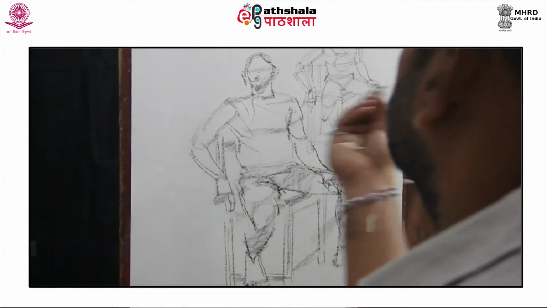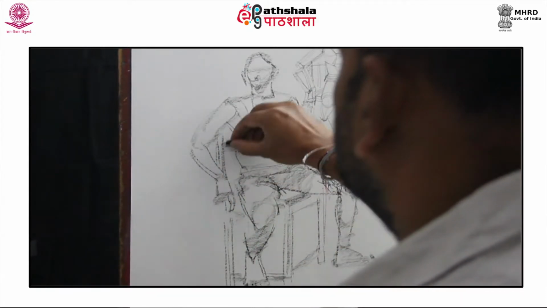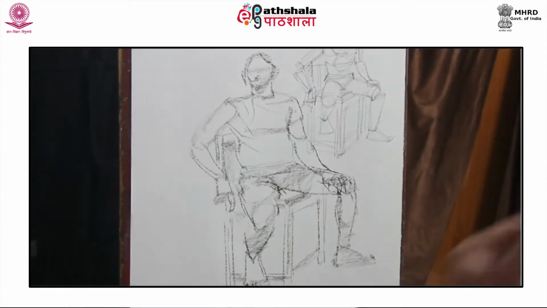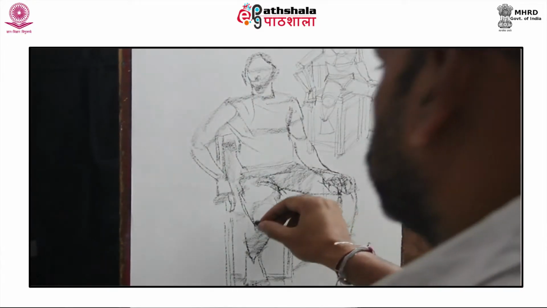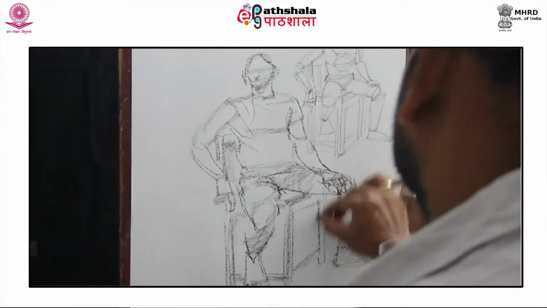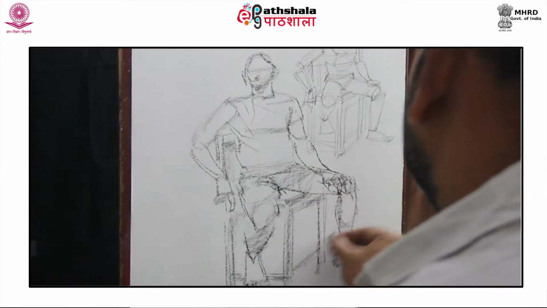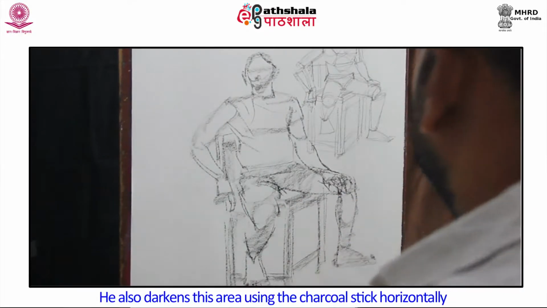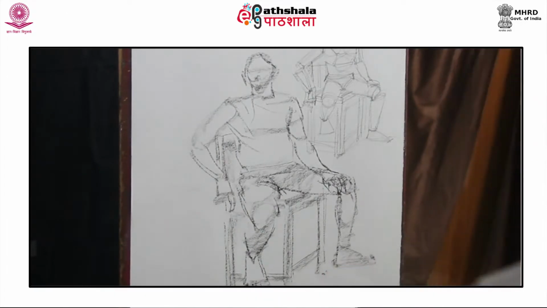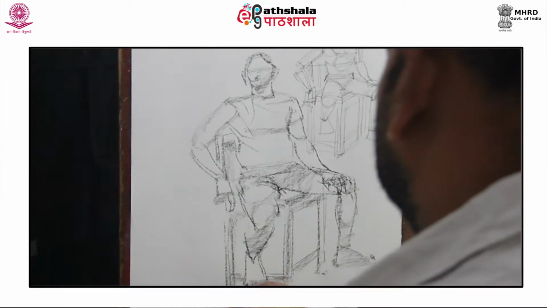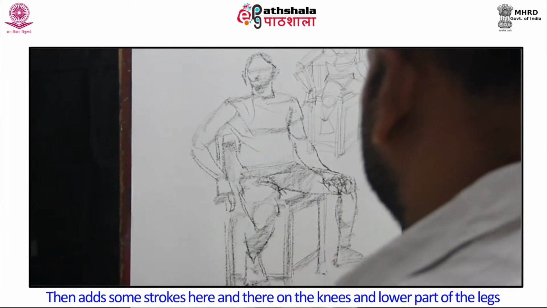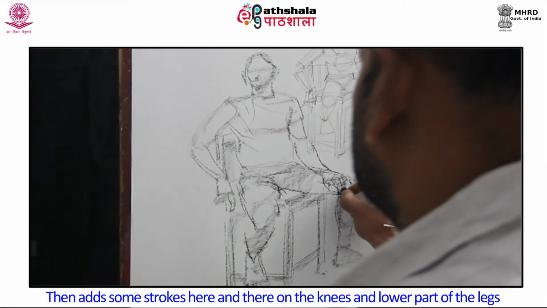and continue to depict the hind leg of the chair. Then draw the back side of the chair as visible between his rib cage and upper right arm. Then darken this area using a charcoal stick horizontally. Then add some strokes here and there on the knees and lower part of the legs.